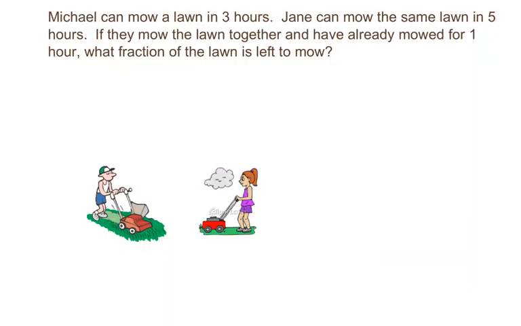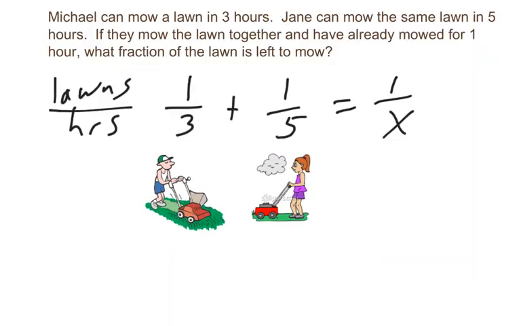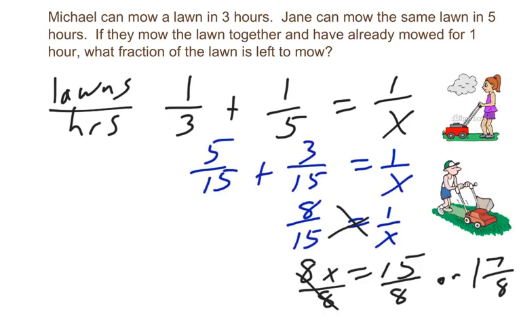And here's the solution. There's step 1. Michael's 1 lawn in 3 hours, Jane's 1 lawn in 5 hours, and that equals 1 lawn in X number of hours. And then we solve for X, so we get 5/15 plus 3/15, which is 8/15, equals 1 over X. Cross multiply, and we get 8X equals 15. Divide both sides by 8, and it's 15/8, which is 1 7/8 hours.